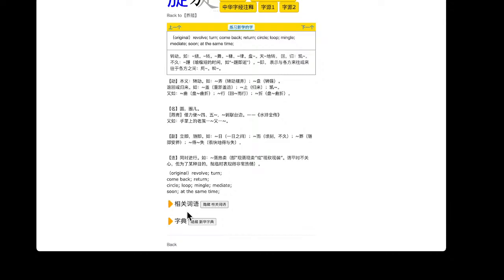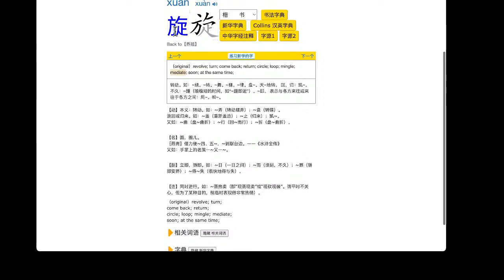周旋 is like to mix and socialize with others. So mingle would be like 周旋. And 斡旋 is like mediating a conflict. So those are words in which 旋 has those meanings. It can also mean soon or at the same time.